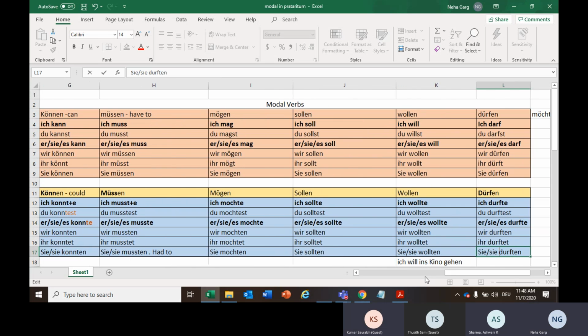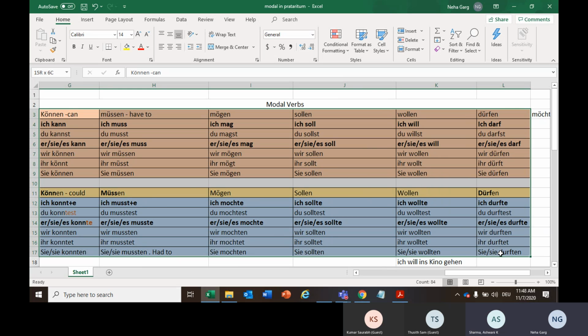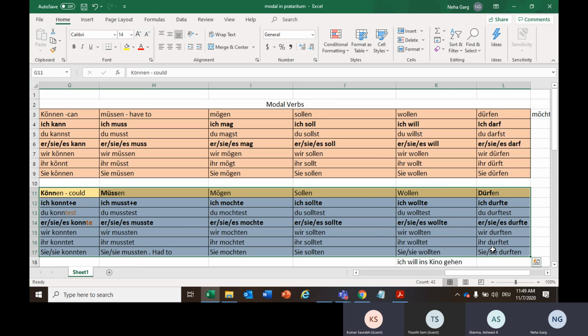So now, if we talk about conjugation, any confusion with this table or any clarification needed? I have explained it the best I could, because there is not much to explain about how these are conjugated. This is something you have to practice, understand, and then learn.